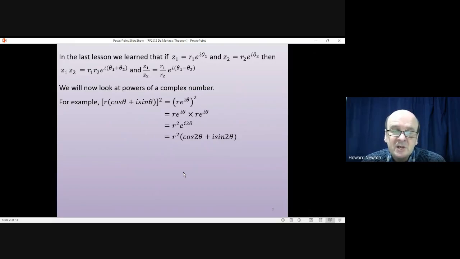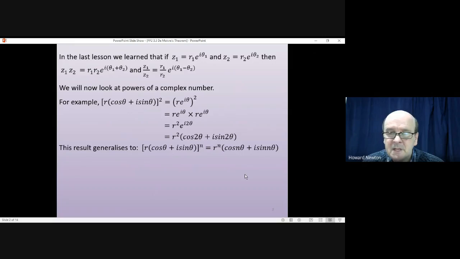This idea generalizes into what's called de Moivre's theorem, where if you have the complex number r(cos theta plus i sin theta) to any power n, then the modulus is taken to the power of n, and we have to do n times by the argument, n times by theta.